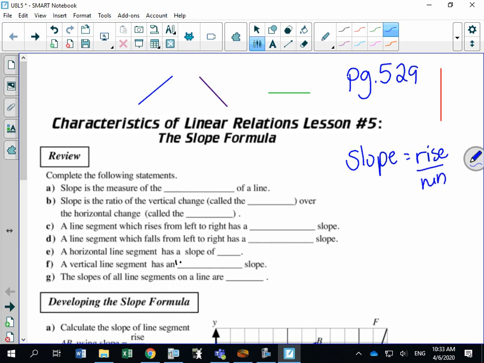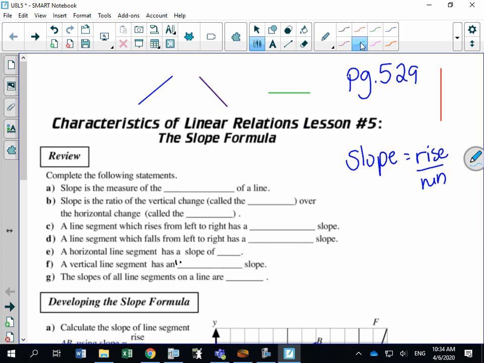The first thing, there are essentially 4 different line segments that I could draw. A line segment going up from left to right, coming down, a horizontal line segment, or a vertical line segment. Draw these 4 line segments on your piece of paper at the top, and above or next to each line segment, either put positive, 0, undefined, or negative. Because what you need to be able to do is look at these and right away tell me that's a positive slope, that's a 0 slope, that's an undefined slope, that's a negative slope. See if you're able to do that.